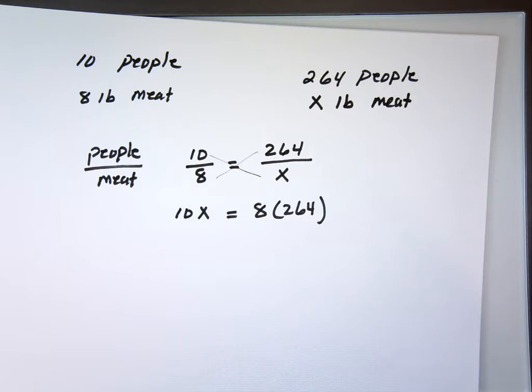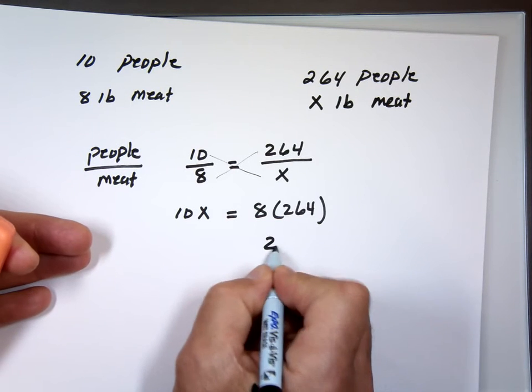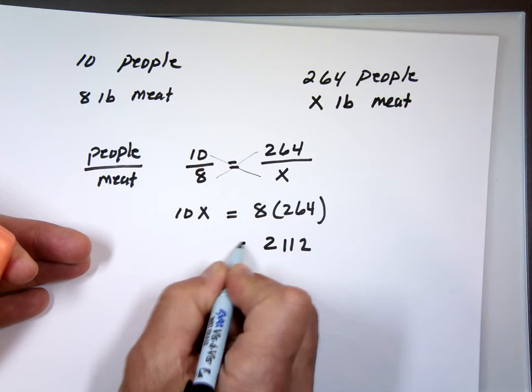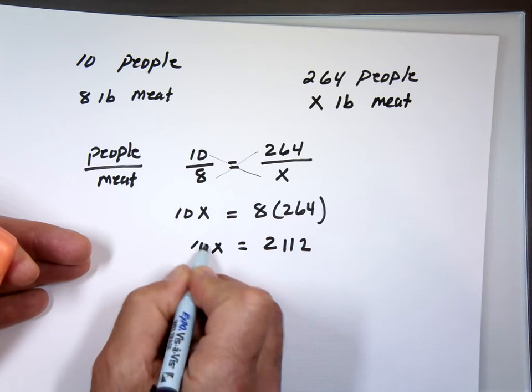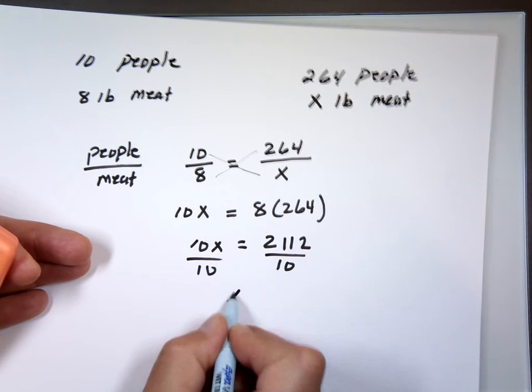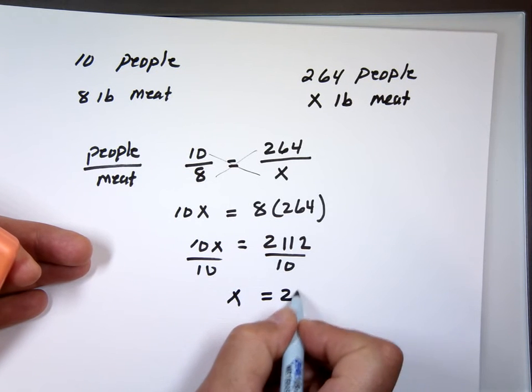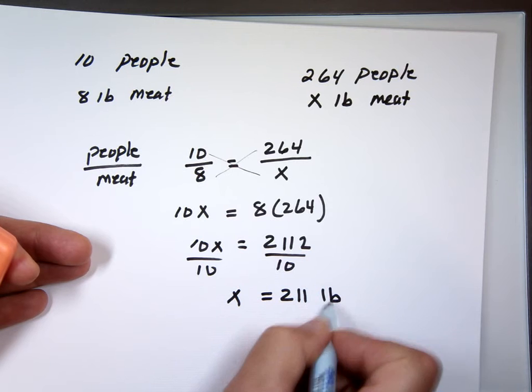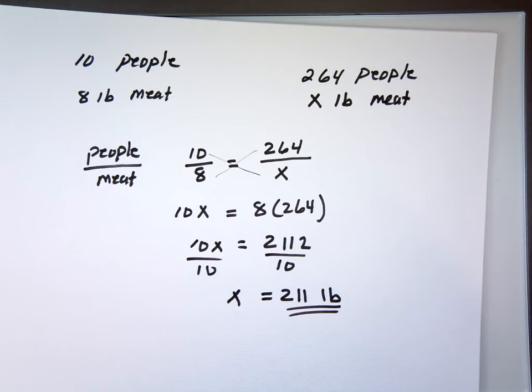What's 8 times 264? 2,112 equals 10x. And to solve for x, you divide by 10. So approximately, I'm going to need what? 211 pounds. Prime rib. You better take a big car. Throw all that meat in it.